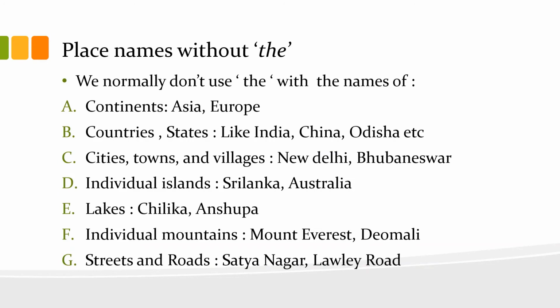On the other hand, there are some names of places which do not use the definite article. For example, the names of continents like Asia, Europe, Africa, South America, North America, Australia. Similarly, we don't use the article the before the names of countries and states like India, China, Odisha, etc. However, if the names of countries are plural like Netherlands, we can use the before them. Like we can say the Netherlands or the West Indies.